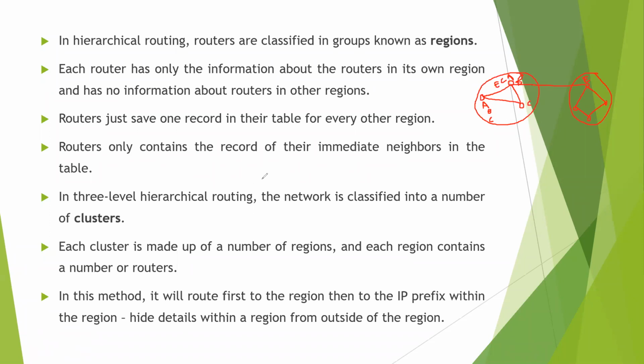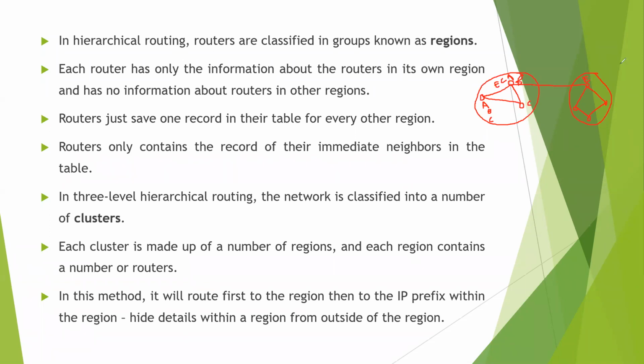Routers only contain the records of their immediate neighbors in the table. So A's neighbors are B and C. C's neighbors are B and A. Similarly, the neighbors of B are A, C, and E, as per our example.